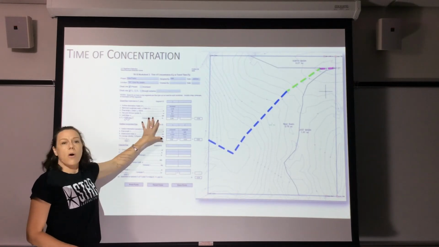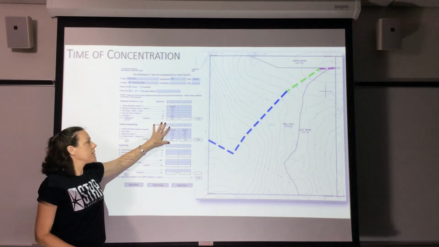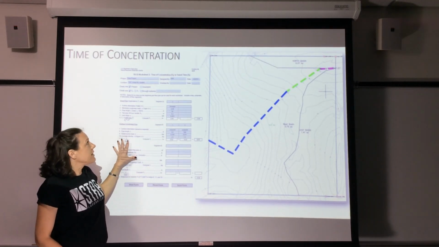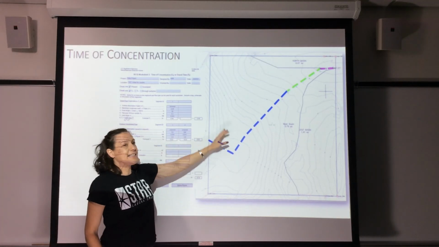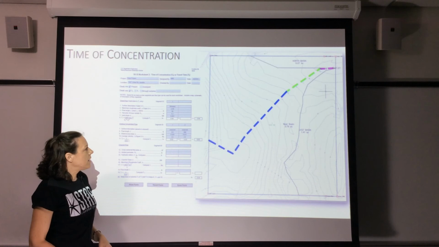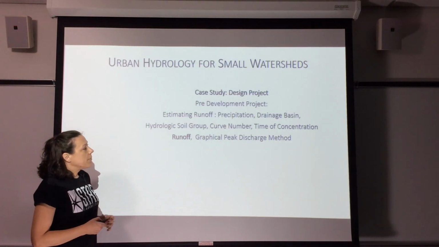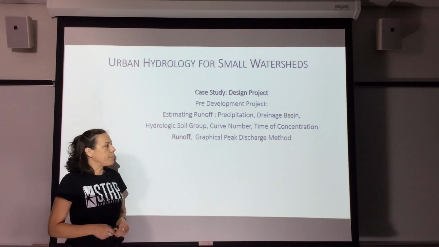I'm going to go over how to put this in Excel, so that'll be a homework assignment. You'll work with me in Excel to figure this out. I like the sheets, but I also want the functionality to add additional segments if I need to. Okay? Now, I'm going to go ahead and pause here, and then we're going to take a look at runoff and the graphical peak discharge method.